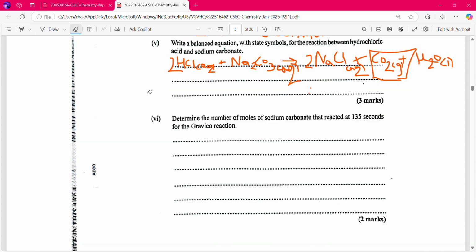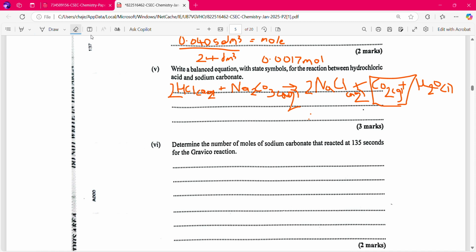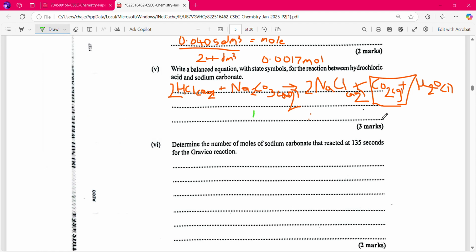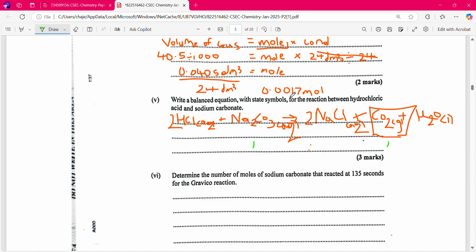Since it's 2 marks, I recommend probably writing a little statement. Let me just change colors. It says 1 to 1. So we have 1 mole of sodium carbonate reacted to give 1 mole of carbon dioxide. So since we formed this amount of mole of carbon dioxide, and it's a 1 to 1 mole ratio, therefore we're going to have the same number of moles of sodium carbonate reacting.